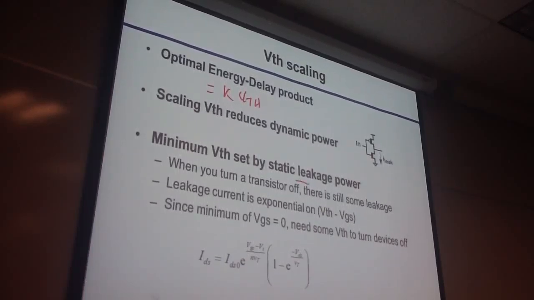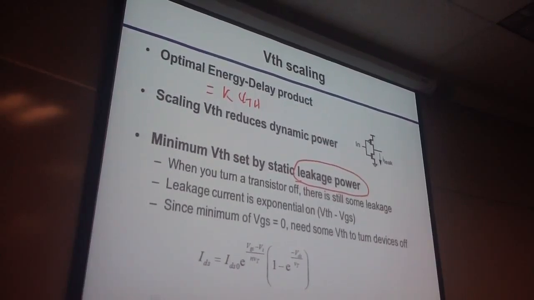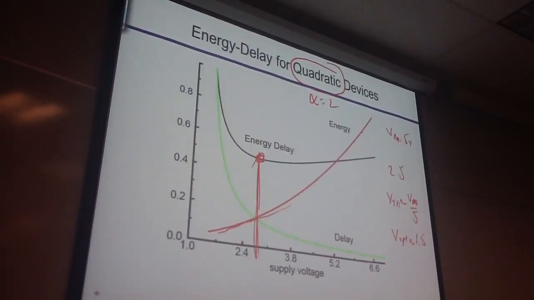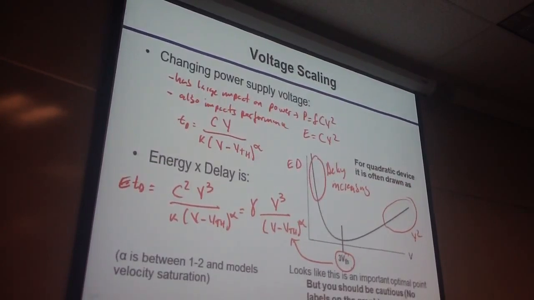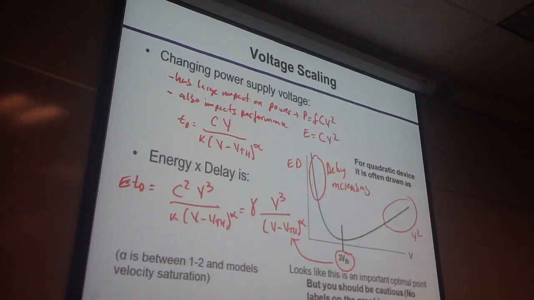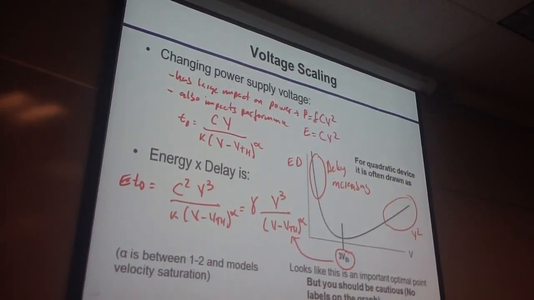It's set by this leakage power. Okay? So here's the thing. For instance, we know that from here, it looks like the optimal supply voltage is roughly 3 times VTH. Okay, fine. Now, why don't we just decrease or scale VTH?